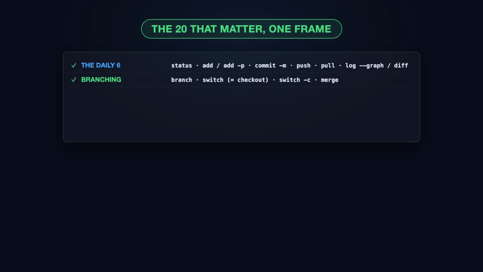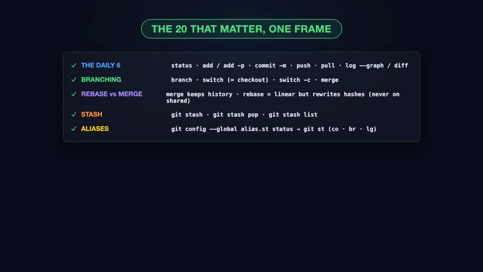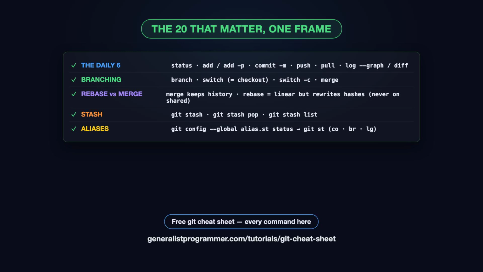So there it is, the 20 git commands that carry an entire career, in one frame. The daily 6 you run without even thinking: status, add, commit, push, pull, and log with diff. The branching set: branch, switch or checkout, switch -c to create and move, and merge to bring it back. The mental model that keeps you safe: merge preserves history, rebase rewrites it into a clean line, so never rebase what you have already shared.